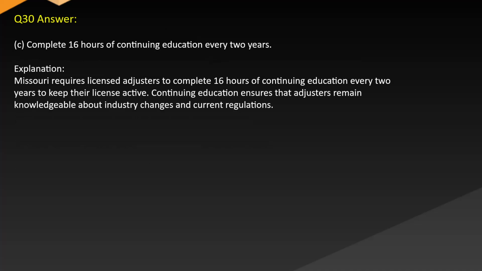Answer: C. Complete 16 hours of continuing education every 2 years. Explanation: Missouri requires licensed adjusters to complete 16 hours of continuing education every 2 years to keep their license active. Continuing education ensures that adjusters remain knowledgeable about industry changes and current regulations.